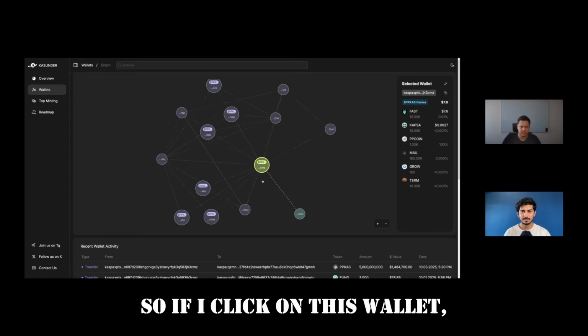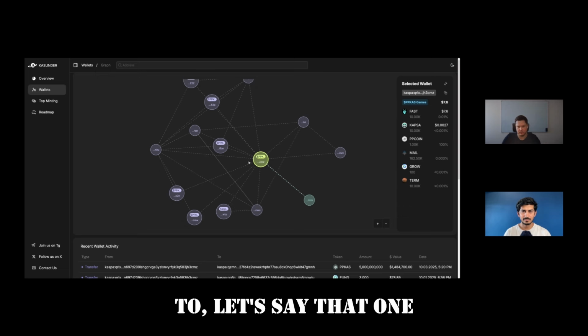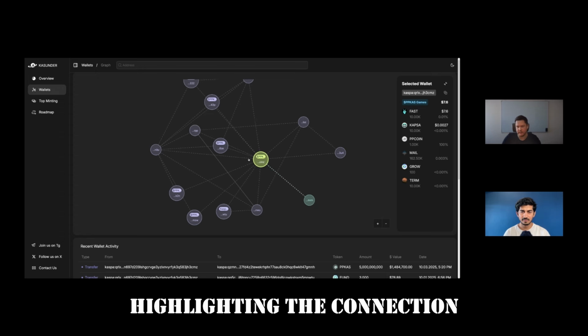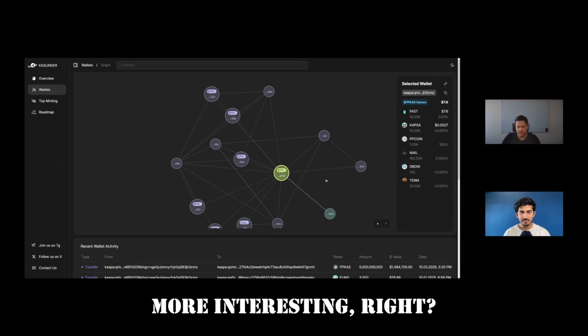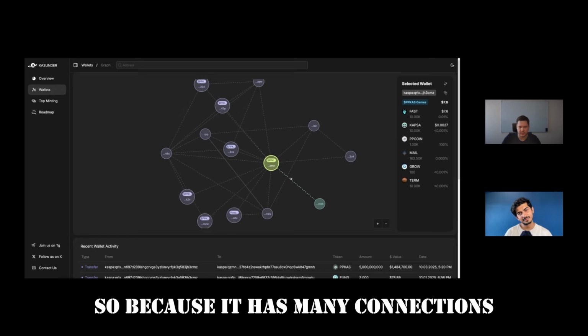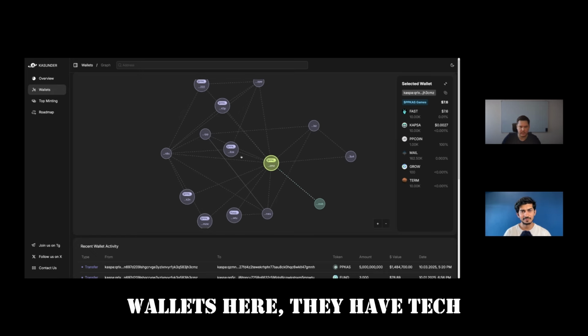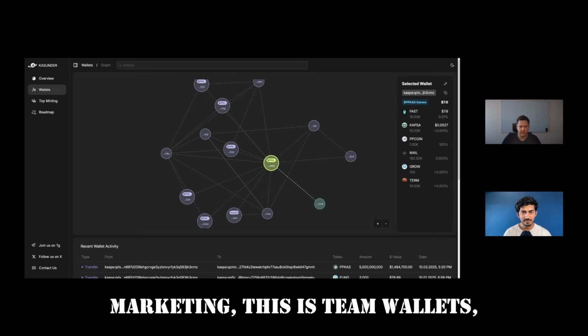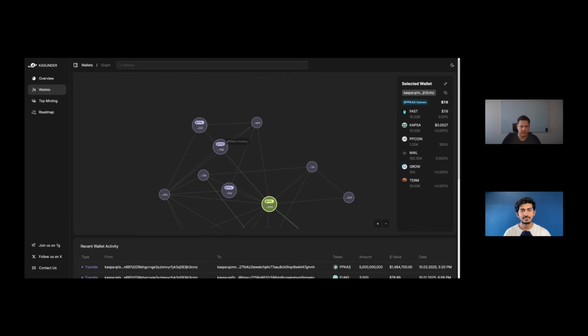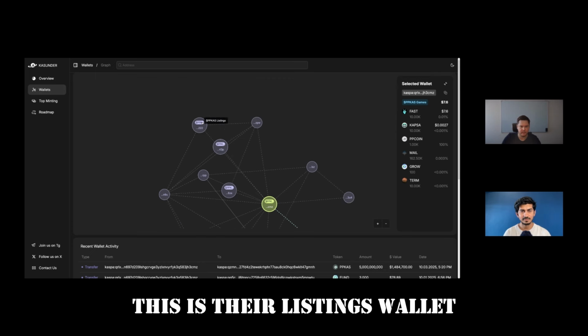So if I click on this wallet, I'm jumping immediately to that one. And with this kind of green light, I have the connection highlighted to my previously selected wallet so that I would not lose track of where I was. And this graph is more interesting, right? Because it has many connections and many of the wallets here have tags. So we can see that this is PPCAS Games, this is PPCAS Marketing, this is Team Wallet, this is their ecosystem wallet, this is their airdrops wallet, this is their listings wallet.